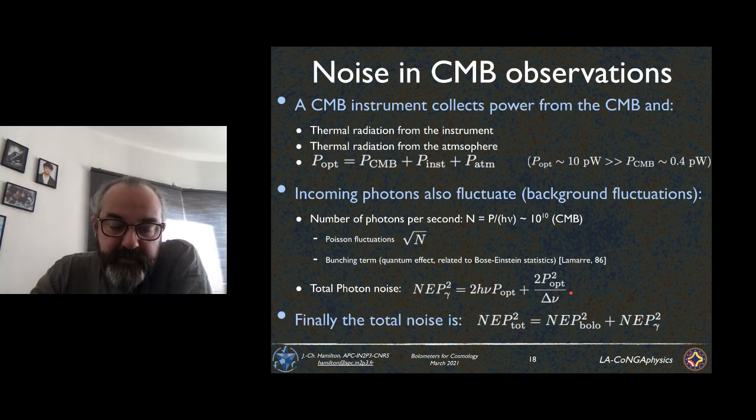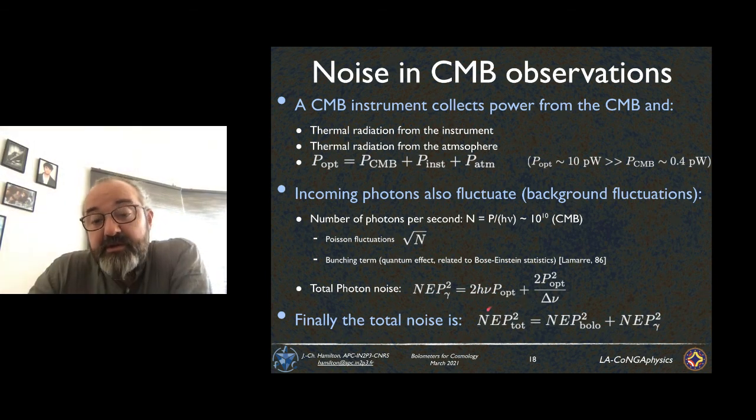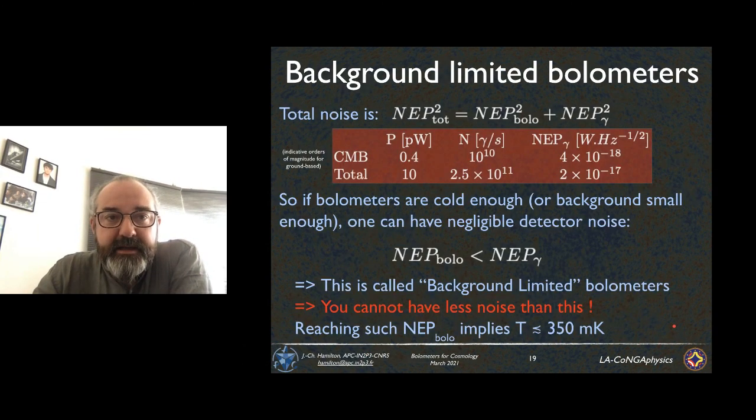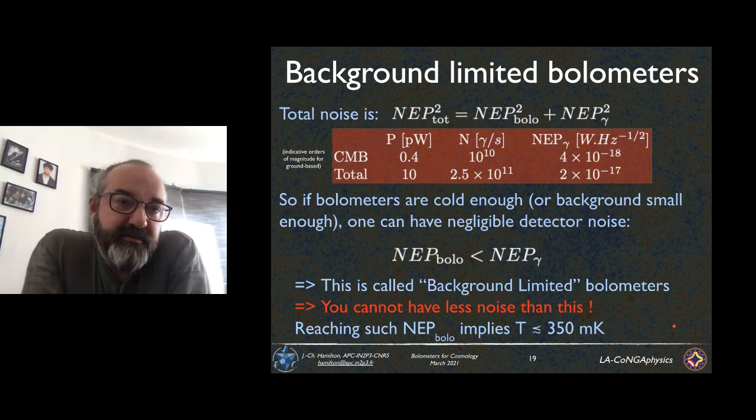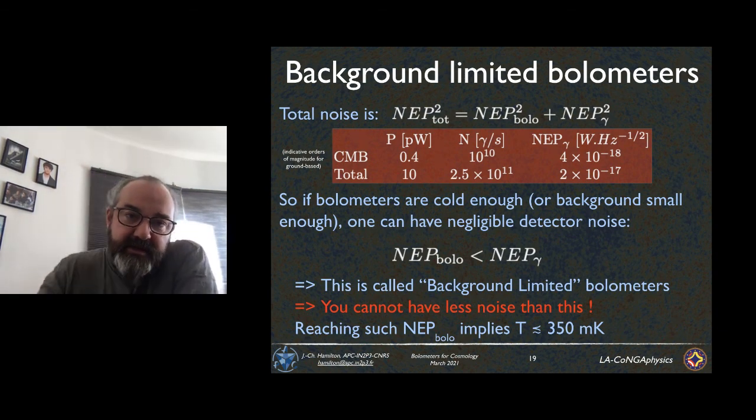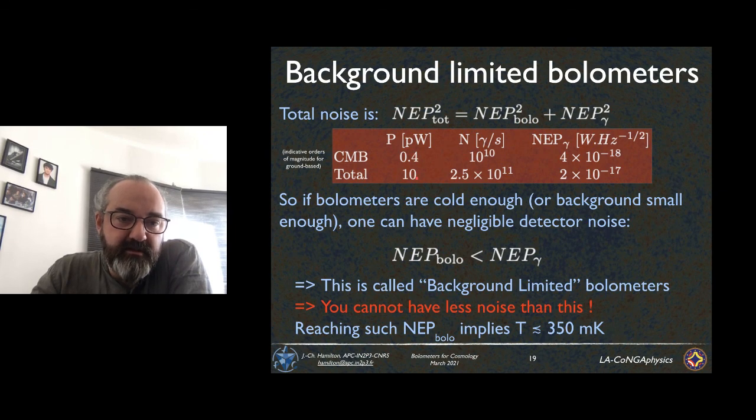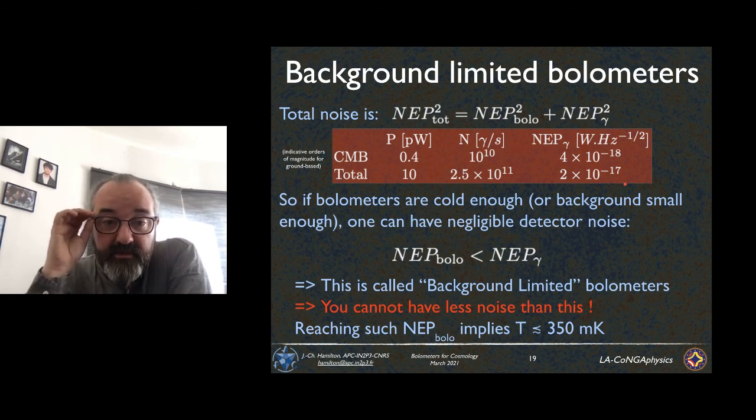Okay? But finally, the total noise of the bolometer is going to be the quadratic sum of the intrinsic noise of the bolometer and the photon noise. So we come to the idea of what we call background limited bolometers. Again, the total noise is the quadratic sum of the two. Here are typical numbers. So 0.4 picowatts for the CMB, 10 picowatts for the total from the ground. This corresponds to this big amount of photons and this kind of noise equivalent temperature in watts per root hertz.